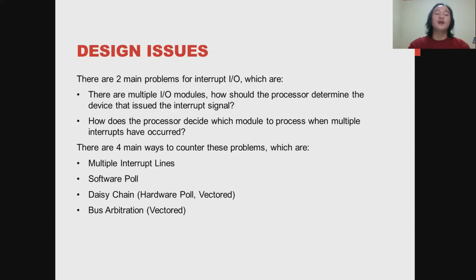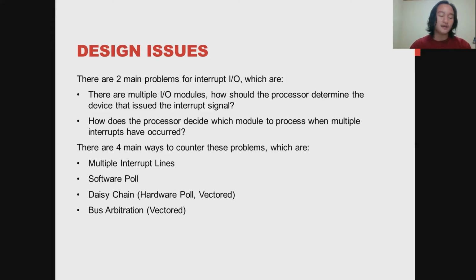The design issue. There are two main problems for interrupt input-output, which arise because there are multiple input-output modules. So how should the processor determine the device that issues the interrupt signal? And how does the processor decide which module to process when multiple interrupts have occurred? There are four main ways to address these problems. The first is multiple interrupt lines. As the name suggests, we provide multiple interrupt lines between the processor and the input-output modules. This allows multiple modules to be handled at the same time.